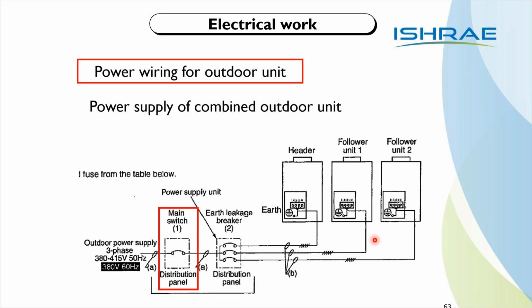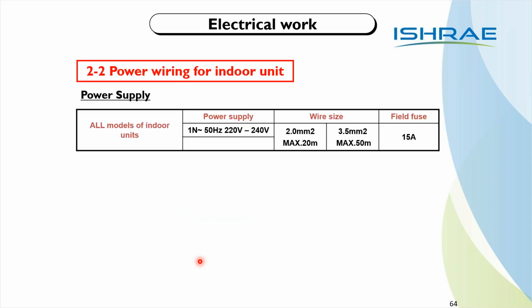Then again follow the power supply. The power supply should come to the header unit, then to the follower unit, and not vice versa. All of these are very, very important when you do the wiring. You have to make sure that you follow the right procedure that is given. Otherwise, the system will not take the address and it could result in problems.